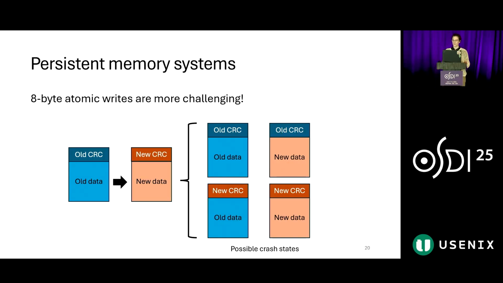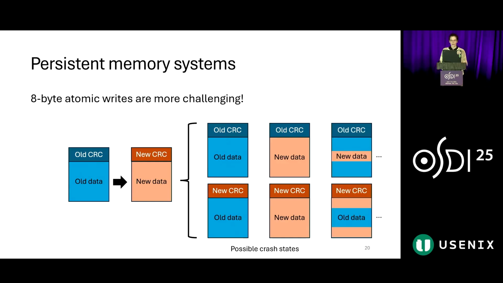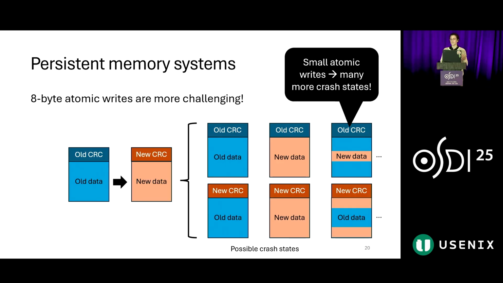But if we're looking at persistent memory with its tiny 8-byte atomic writes, things get more challenging because not only do we have these inconsistent states we saw earlier, depending on the size of our data structure, there could be many more inconsistent states we have to deal with. And again, this comes from the fact that we are dealing with a very tiny atomic write size.